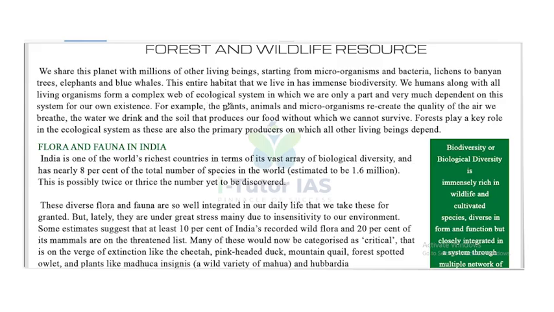For example, the plants, animals, and microorganisms recreate the quality of the air we breathe, the water we drink, and the soil that produces our food, without which we cannot survive. Forests play a key role in the ecological system as they are also the primary producers on which all other living beings depend. So this is an introduction to the chapter. It talks about the ecological system and the dependence between humans and other animals.